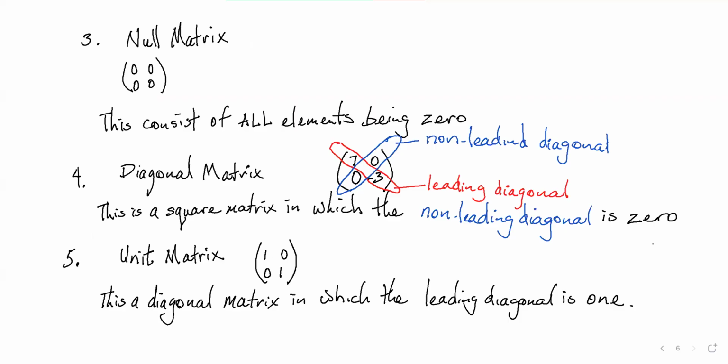Very important. Your diagonal matrix, we spoke about the leading diagonal moving from top left to bottom right. This is called the leading diagonal. And your non-leading diagonal would go from the other direction. And of course, you have numbers on the leading diagonal, and the non-leading elements are 0. Then your unit matrix is a diagonal matrix in which your leading diagonal is 1.